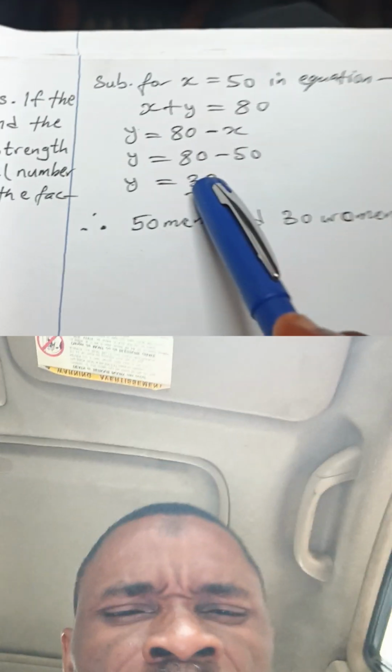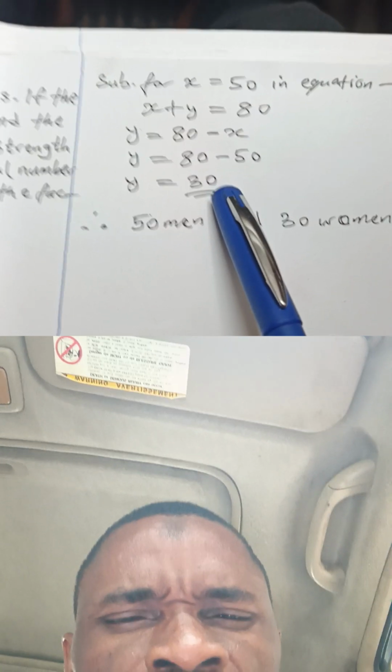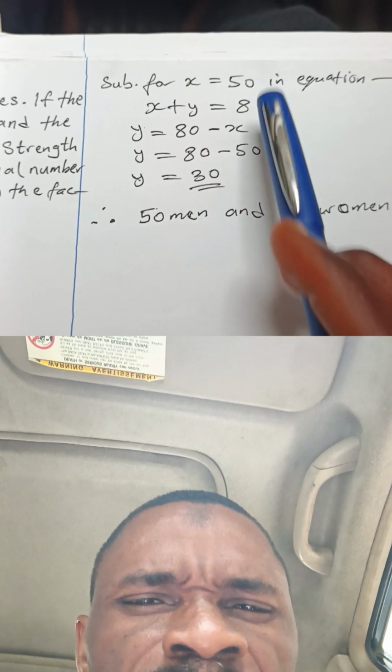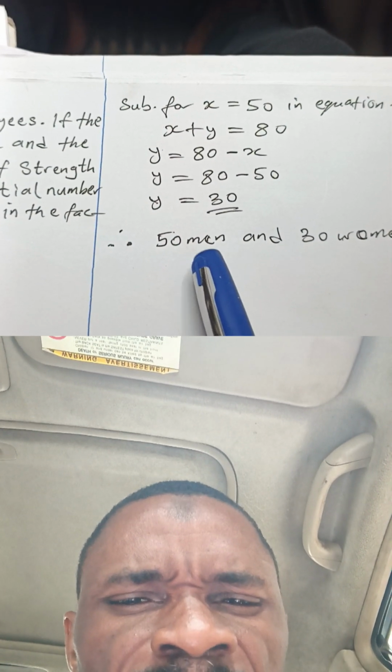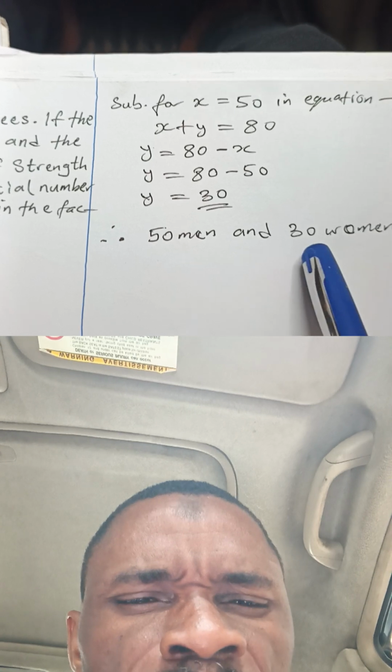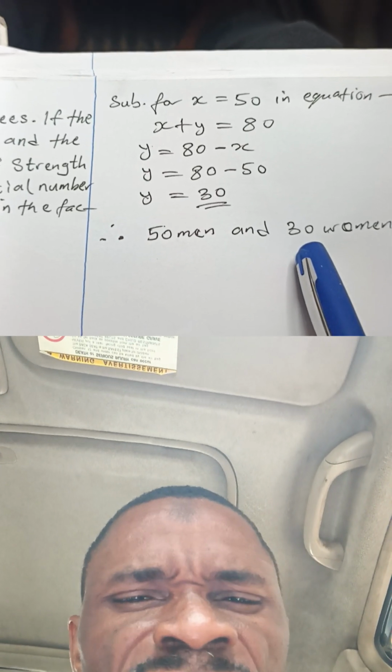So our Y, in conclusion, our Y is 30. And we have our X as 50. So it means that we have 50 men initially in that company and 30 women in that company. And that's the final answer.